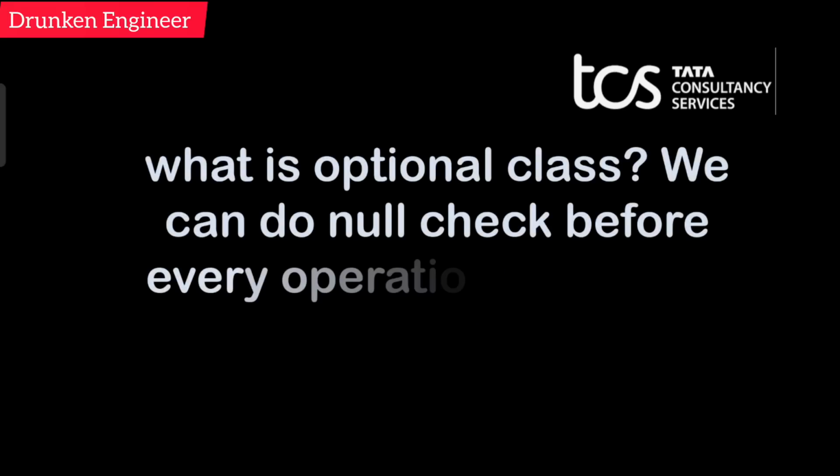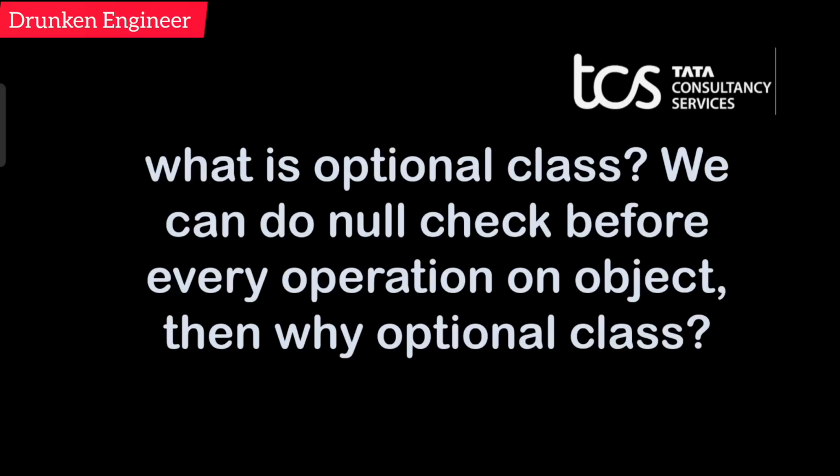Now, next question: what is Optional class? We can do a null check before every operation on an object. Then why Optional class? Many times people get confused, thinking the whole and sole purpose of it is to avoid NullPointerException. No, there are other methods as well, which come in handy when we are using Java APIs, especially streams. Using Optional class, the readability will also increase. So that's the reason we go for Optional class.